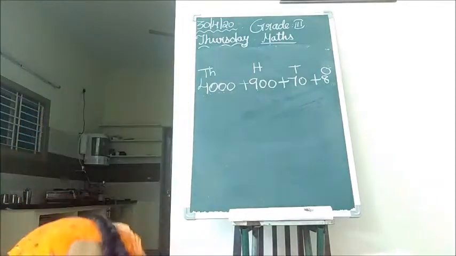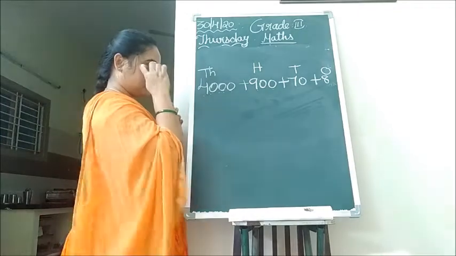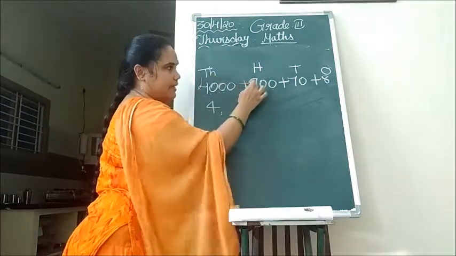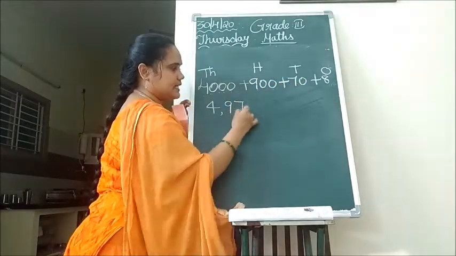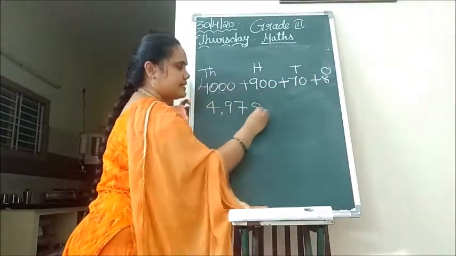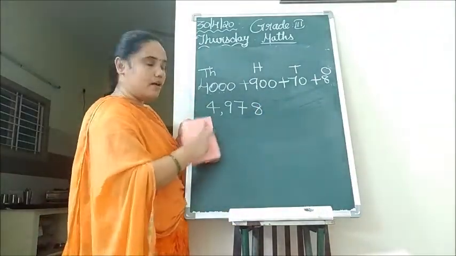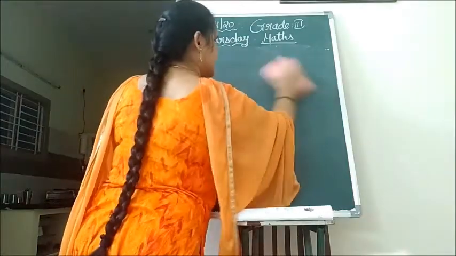So now start writing the number. Start from thousands place. How many thousands? Four thousands. How many hundreds? 900s. How many tens here? Seven tens. And how many ones? Eight ones. So what is the number here? What is the number we formed here? 4978. One more example.